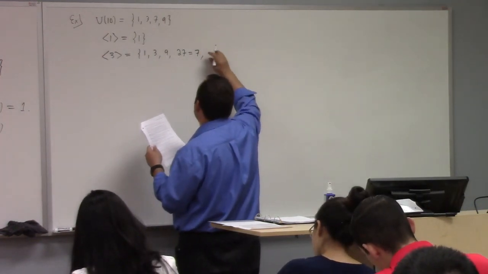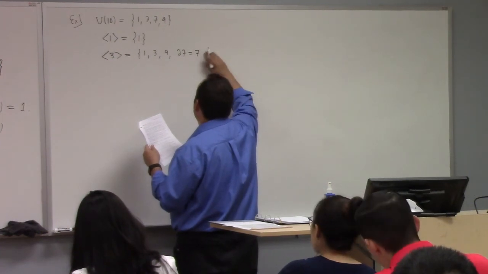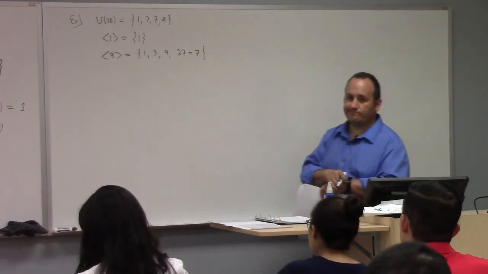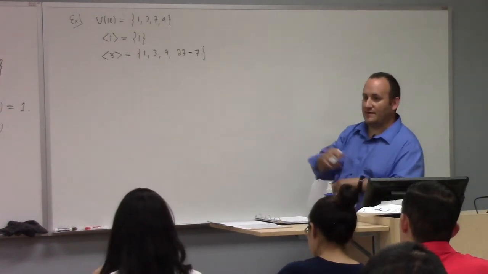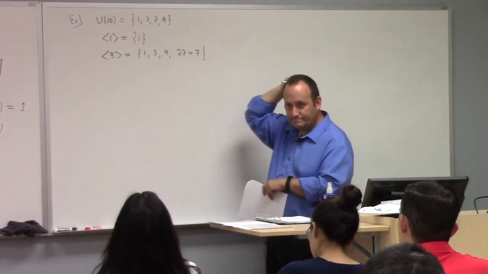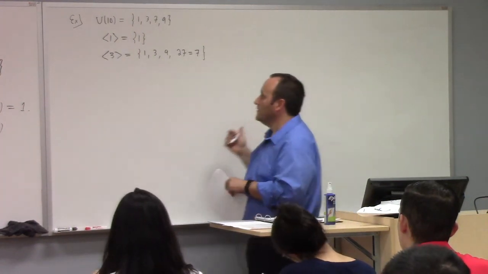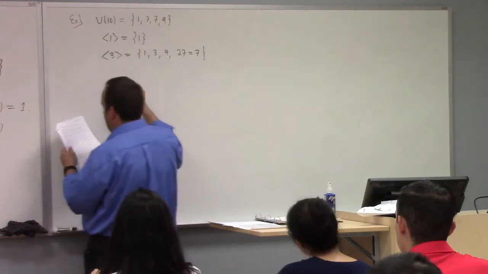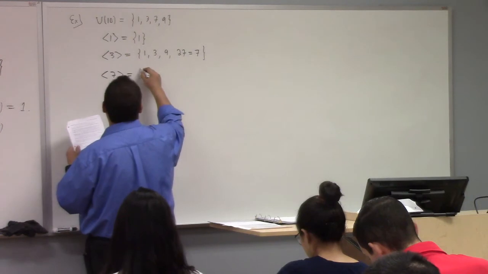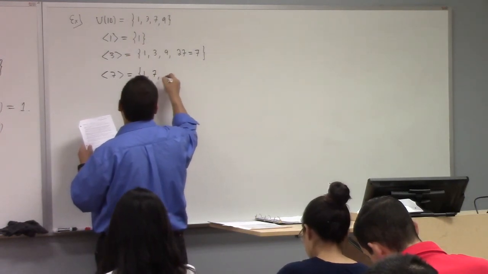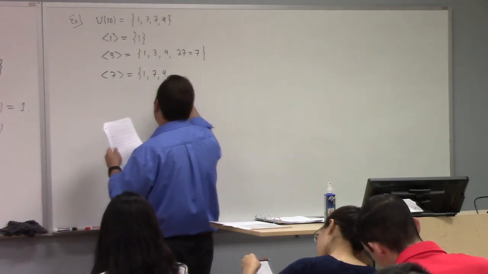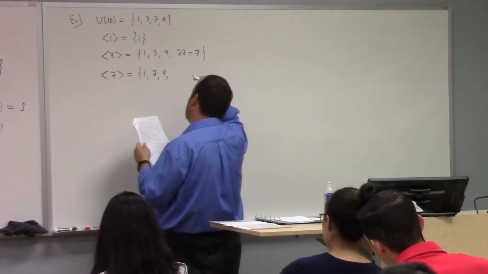Oh, I guess that's kind of it, right? If you'll allow me this abusive notation, it's sometimes helpful. So apparently 3 is a generator. What else is a generator? How about 7? Seven squared is 49, which is 9. 7 times 9 is 63, which is 3.